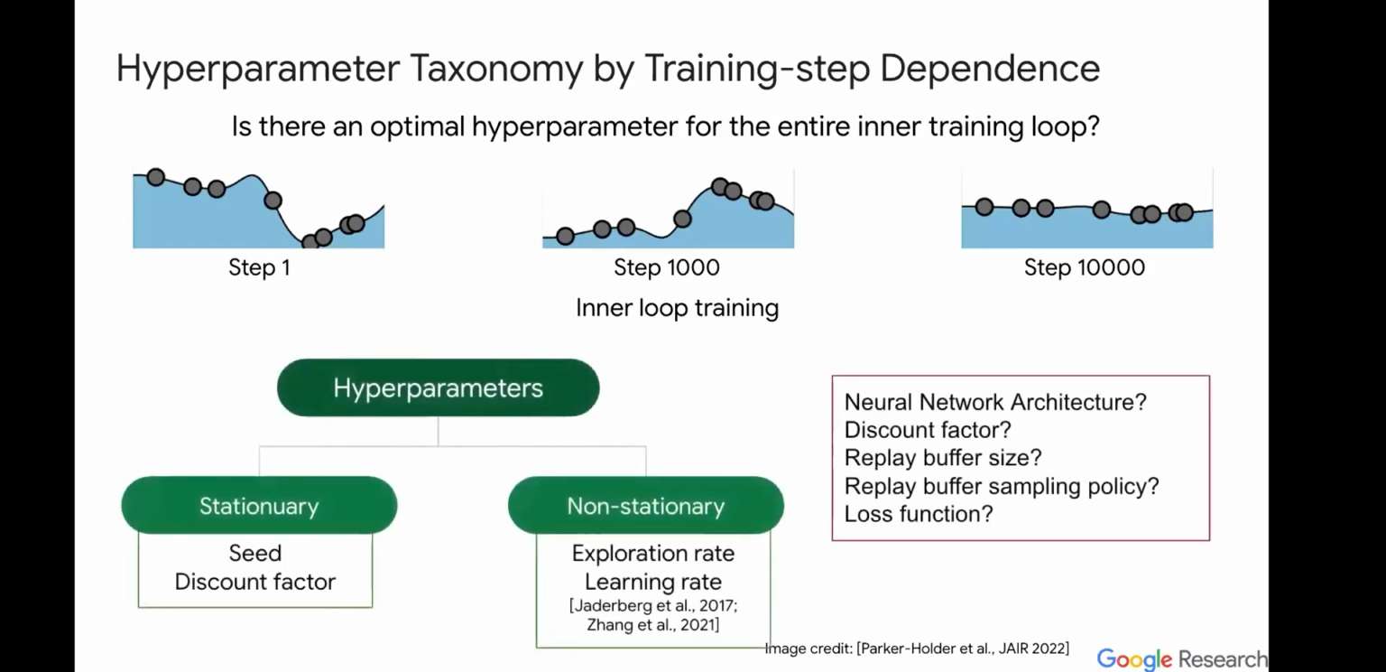We know that seed and discount factor generally tend to be stationary. For the non-stationary, we know that learning rate should not be stationary, and exploration rate should not be stationary. But for the rest of them, such as neural network architecture, replay buffer size, the sampling policy, loss functions, and so on, we really don't know.